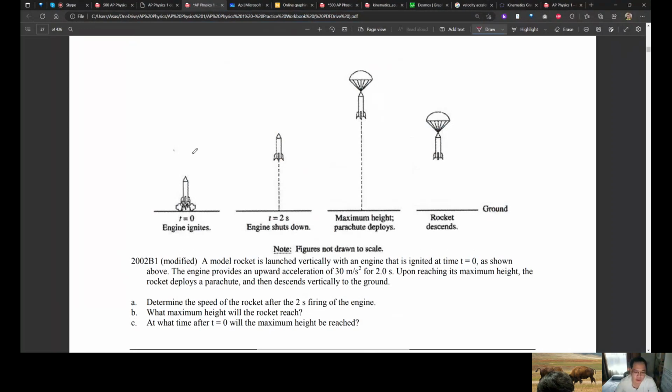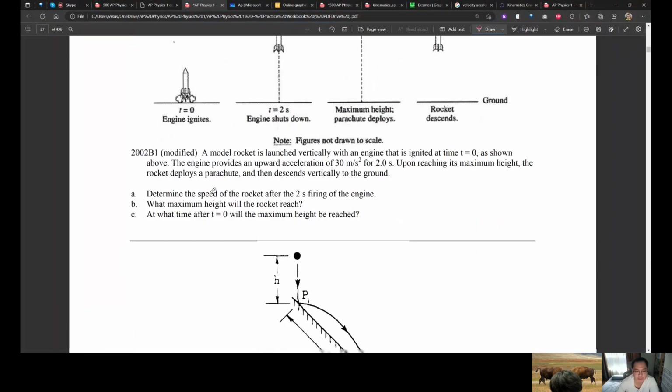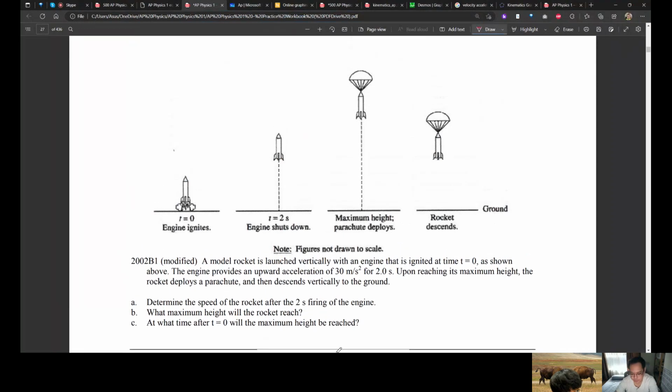What maximum height would the rocket reach with the engine in it at time zero, with an acceleration of 30 meters per second squared for 2 seconds? Upon reaching maximum height, the rocket deploys a parachute and then descends to the ground. Okay, pretty difficult actually. Copy it onto the board.